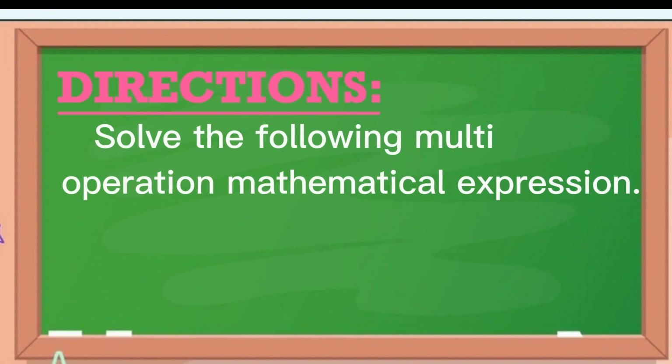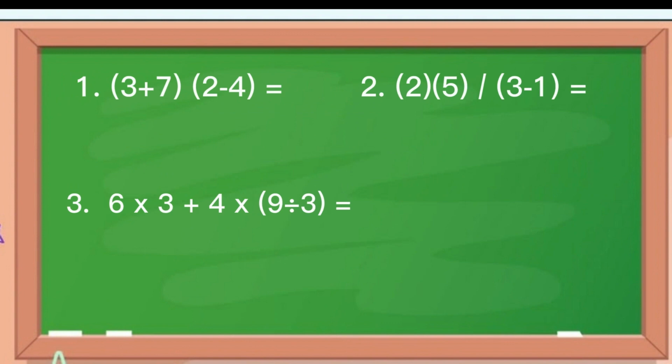Solve the following multi-operation mathematical expressions. Number 1, kindly read: 3 plus 7 times 2 minus 4. Okay, so what is the answer? That's correct, negative 20. So why is it negative 20? It is because 3 plus 7 equals to 10. Then, next is 2 minus 4. The answer is negative 2 because the first integer is lower than the second integer. So the answer will be automatically negative. So 10 times negative 2 is equals to negative 20. So our answer is correct.